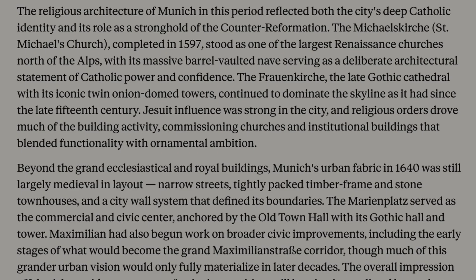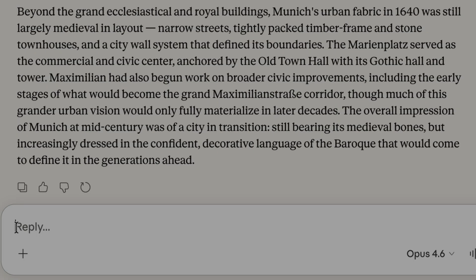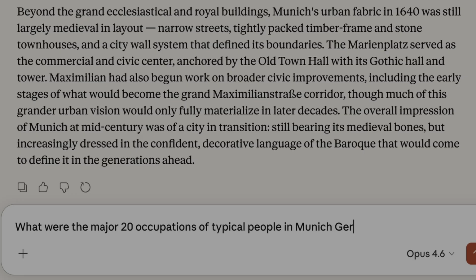Yeah, let's find out more about what were the major 20 occupations of typical people in Munich, Germany in 1640. Yeah, let's find out what the occupations were like.